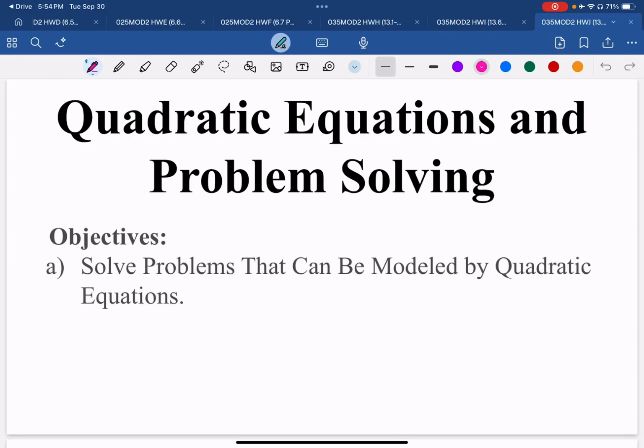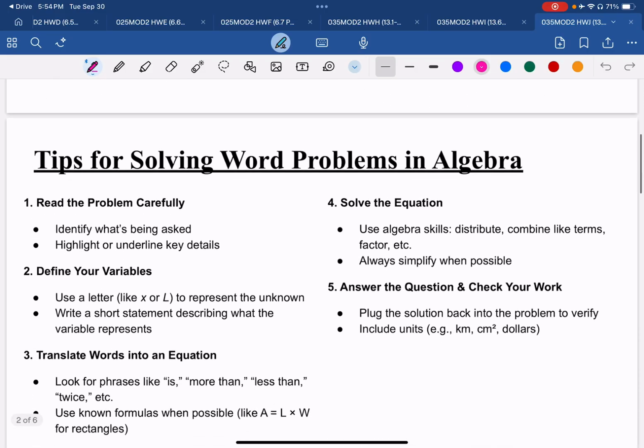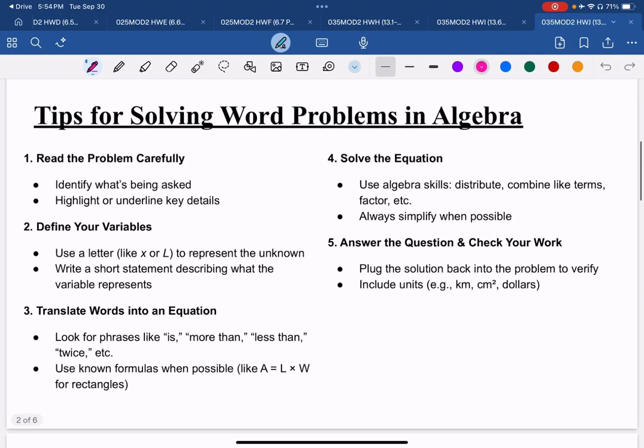This video is all about word problems. So this slide has just some tips for word problems. Not all word problems are the same. Every single one is going to be a little different. So there's not just a cookie cutter way of saying this is how you solve them. But these are some tips that will hopefully help you.